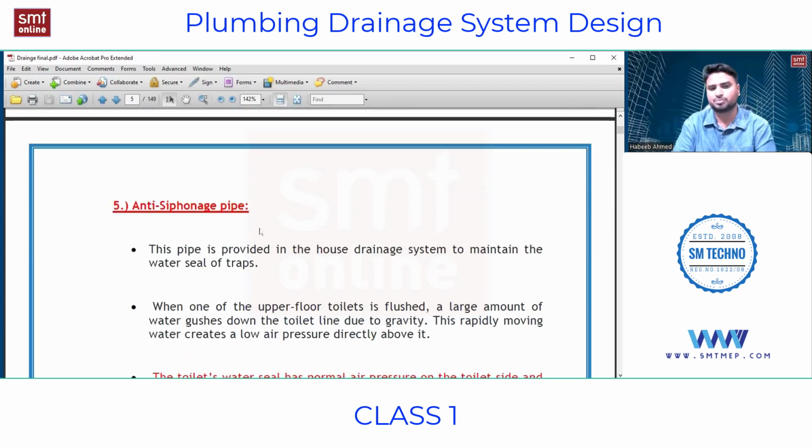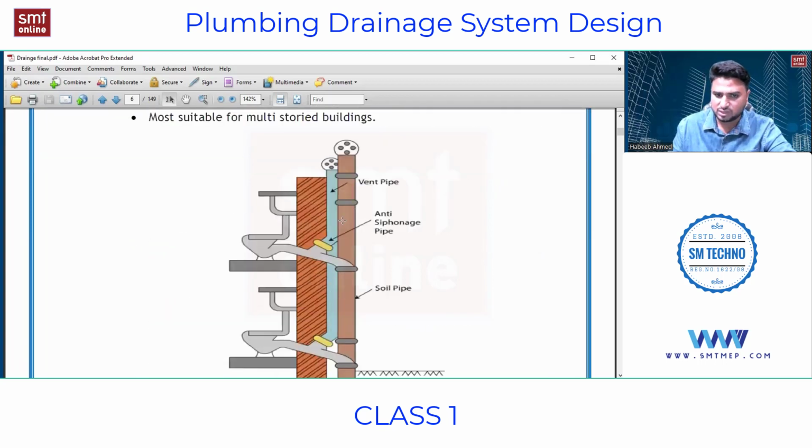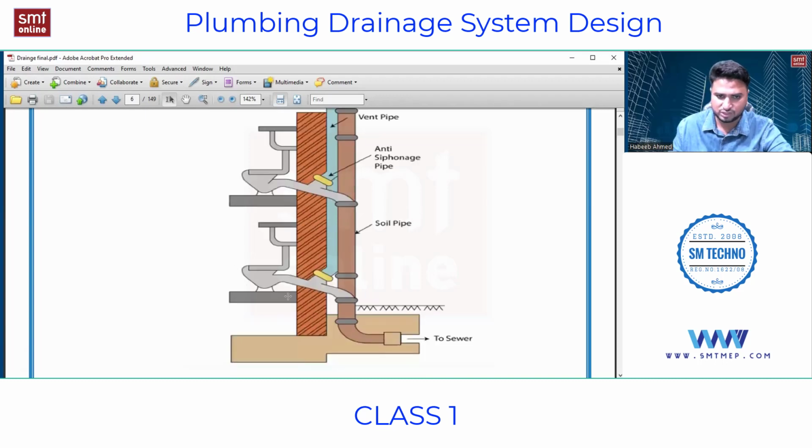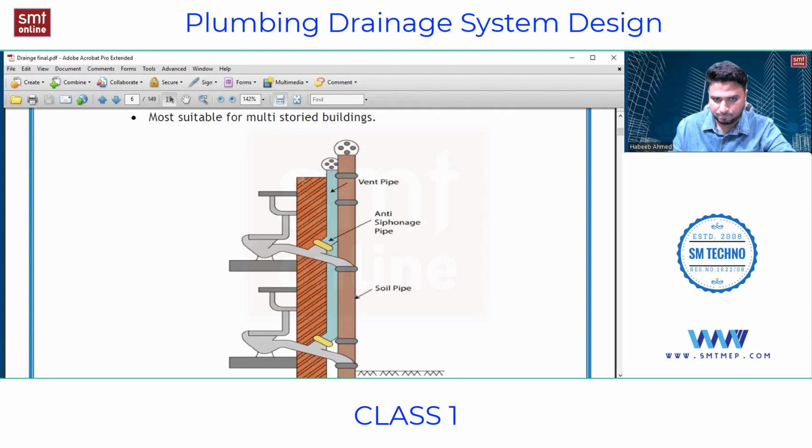Now anti-siphonage pipe is also a pipe, but to understand it, you need to understand some of the science behind it. What is an anti-siphonage pipe? If you keenly observe here, there are two WCs on different floors. This is, for example, the first floor and this is the second floor, and this is the wall. Behind that there is one sky blue color pipe, and behind that there is one more pipe, which is nothing but a soil pipe.